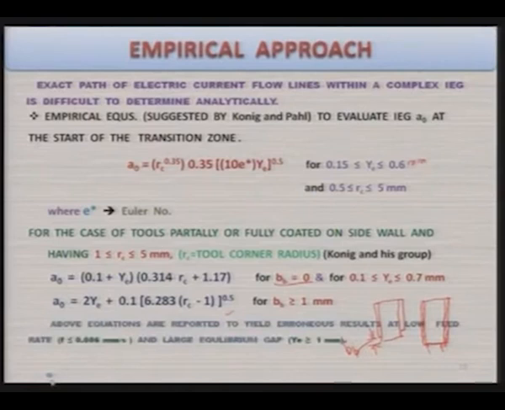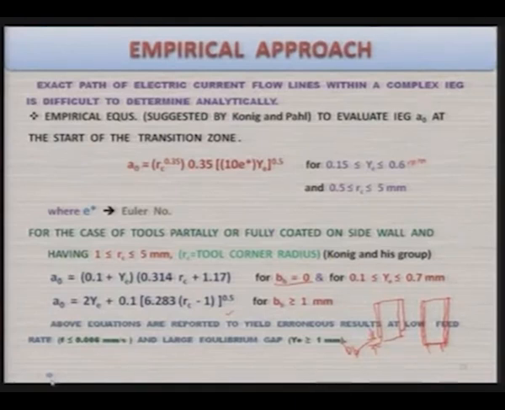The above equations are reported to yield erroneous results at low feed rate. Now, there is another parameter which affects all these equations, and that is the feed rate. If the feed rate is very low, like 0.006 millimeter per second, and if the equilibrium gap is large, greater than or equal to 1 millimeter, then these equations do not give very good results.